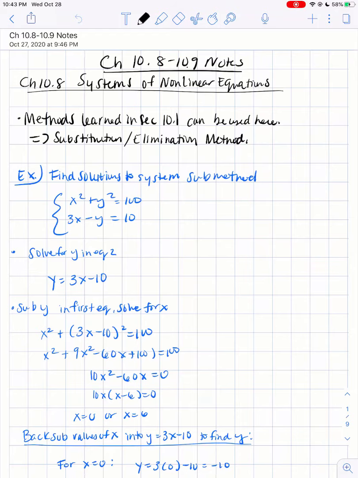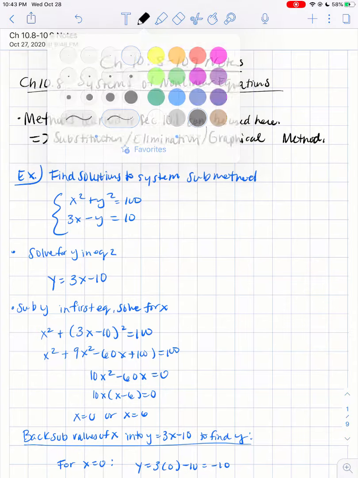Hi everyone, in this video we're going to go over chapter 10.8, which is systems of nonlinear equations. In previous chapters we've done systems of linear equations, and those methods learned in section 10.1 could still be used here for nonlinear equations. We have our substitution method, elimination method, and also our graphical method. So we could still use those methods here.